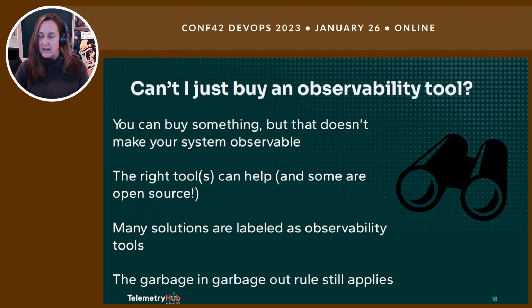So you might ask yourself, can I just buy something to do this? So you can. There's a lot of tools out there that are labeled as observability tools, but it's going to take some sweat equity to make it valuable. Just because you have purchased an observability platform or tool doesn't mean that your system's observable. So you really want to be sure that you're picking the tools that are right for your environment.